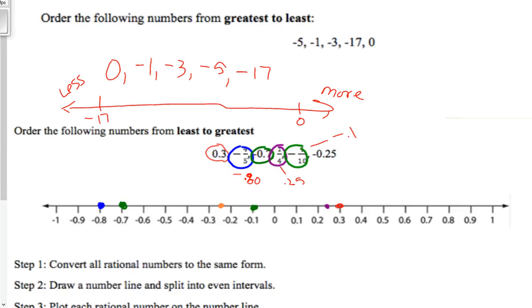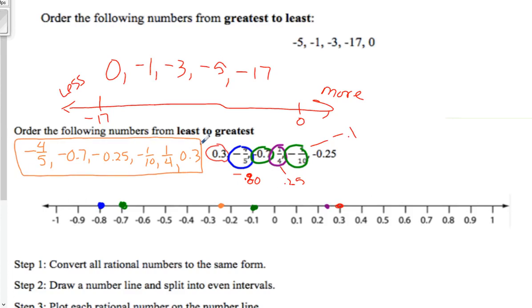So now we're going to put them in order from least to greatest. So -0.8 was -4/5. Then we have -0.7. And then we have our next one, -0.25. And then we have -1/10. And then we have 1/4, and then we have 0.3. So this is my final answer. Because it didn't say to put it on a number line, the number line helped us to put them in order, and then we have to rewrite them in order using the original form.